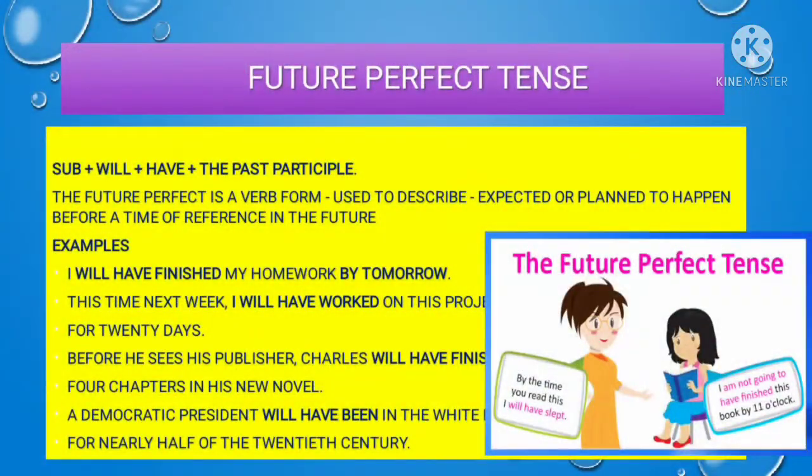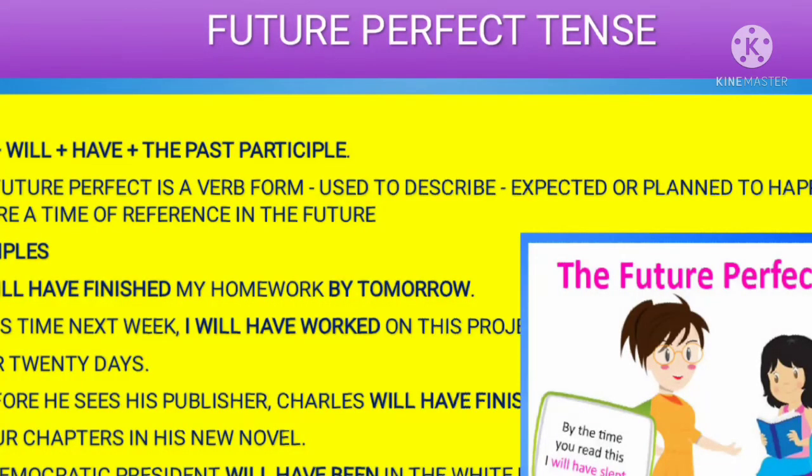Future perfect tense. Future perfect tense is used to describe something expected or planned to happen before a time. It's like a deadline. Something you have to submit or something you have to plan, that meaning only we use future perfect tense. Like I will have finished my homework by tomorrow. This time next week I will have worked on this project for 25 years. Before he sees his publisher, Charles will have finished 4 chapters in his new novel.